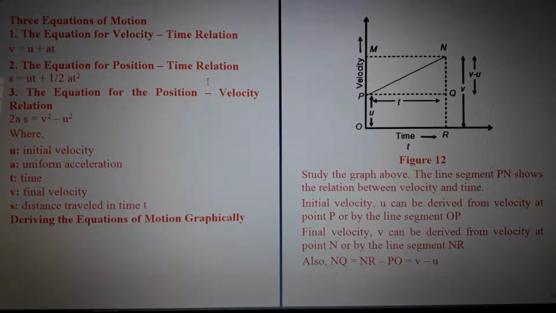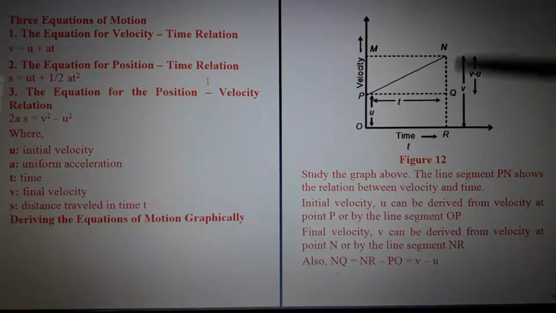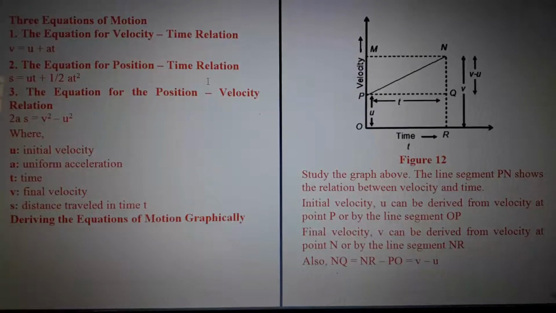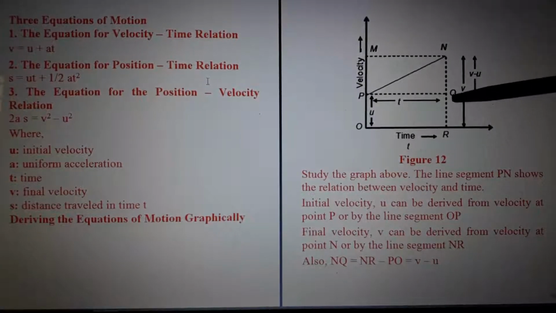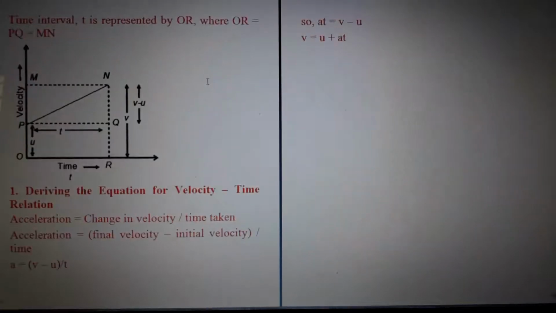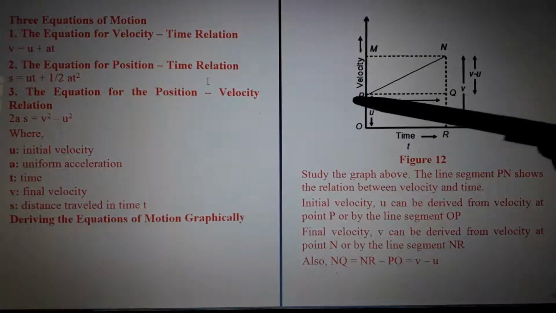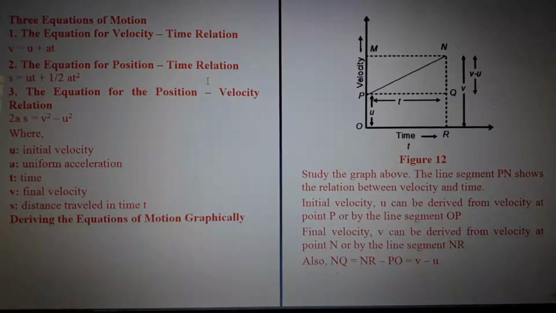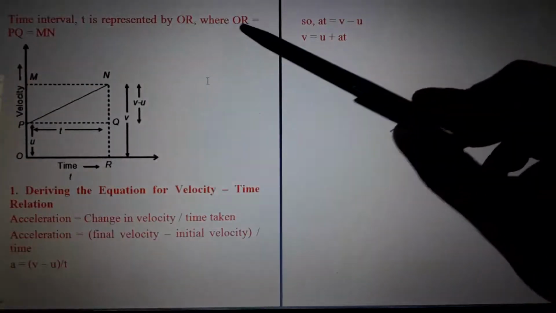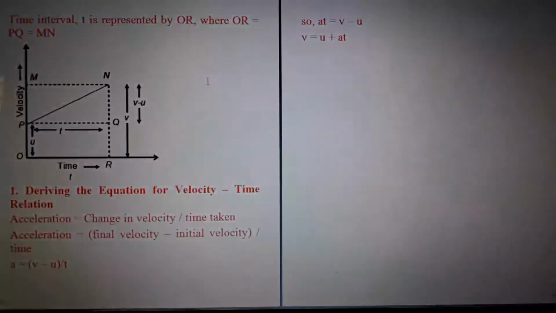So from this graph we already got the value of V minus U. It is line segment NR minus line segment OP, which gives the value of V minus U, which is also NQ. Next, what do we want to do? From here what are we getting? The time interval T. What is the time in this graph? We can get three values for time: OR, PQ and MN. Is it correct or not? OR is equal to PQ, which is equal to MN.